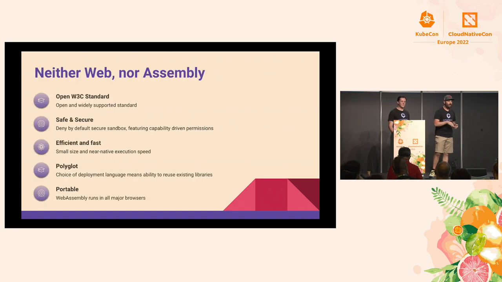What's WebAssembly? We like to say it's neither web nor assembly, which is kind of funny given its name. Now, it was primarily used first on the web. And if you look at it, these are the characteristics that make it very good for the web. It is an open W3C standard. It's very safe and secure. By default, nothing's allowed. It's in a sandbox because you're in a browser, right? And the browser's the Wild West, so everything needs to be sandboxed.